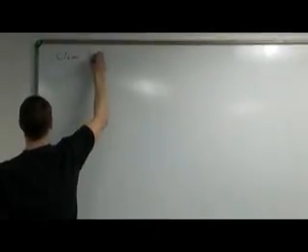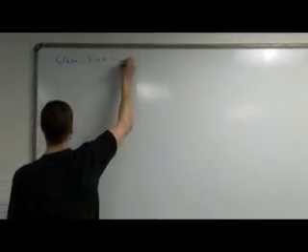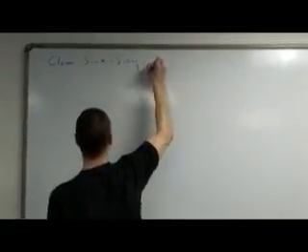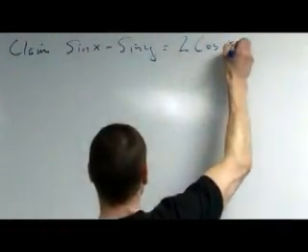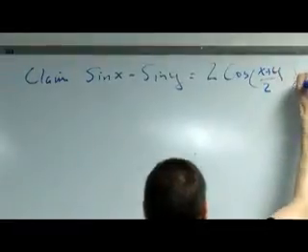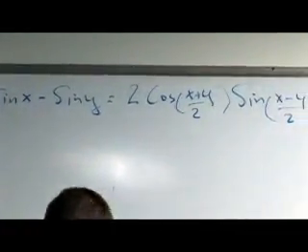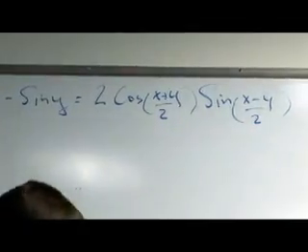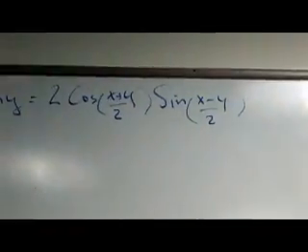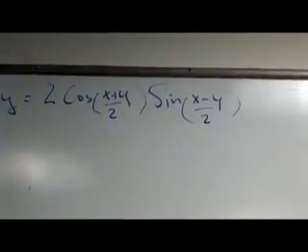that sine of x minus sine of y is equal to 2 cosine of (x plus y) over 2 times sine of (x minus y) over 2. And the first thing is let me look and see that I copied that right. I believe I did. So we want to prove this. Which way do we go?